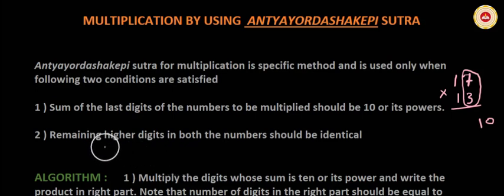What is the second condition? Remaining higher place digits in both the numbers should be identical. See, here it is the higher place. The remaining higher place digits in both the numbers should be identical. See, in the multiplicand there is 1 and in the multiplier also there is 1 at the tens place. That means the second condition is also satisfied. So we can apply Antyor Dashakepi Sutra for the multiplication of these two numbers, right?